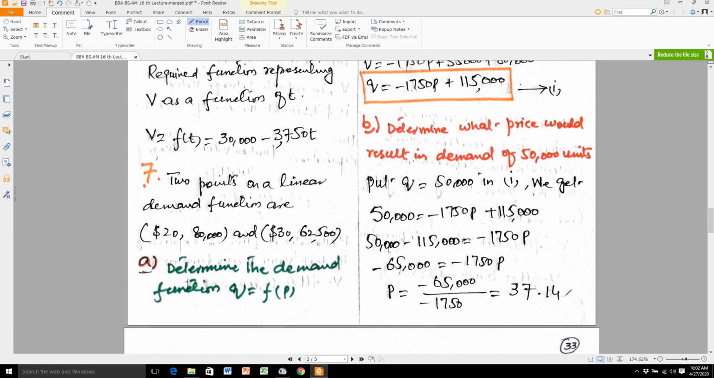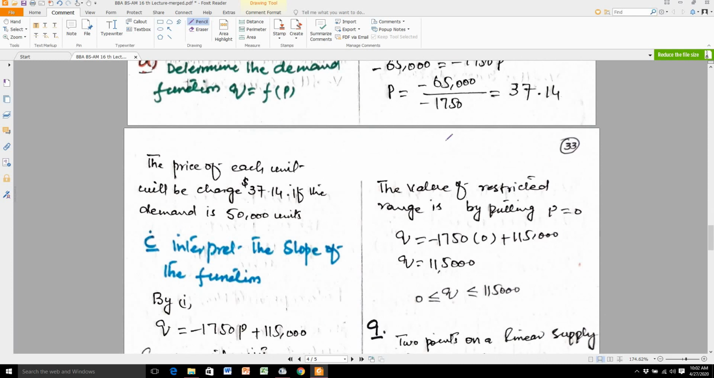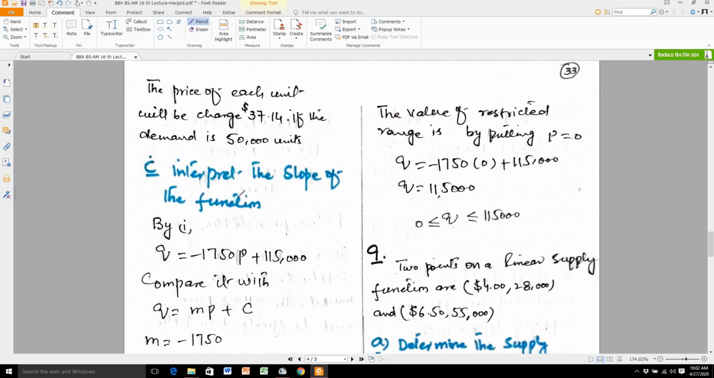If the price is 37.14, then the purchaser is able to demand 50,000 units. At this price, the purchaser gives a demand for 50,000 units. The price of each unit will be charged $37.14 if the demand is 50,000. Now move towards part C. Interpret the slope of the function.